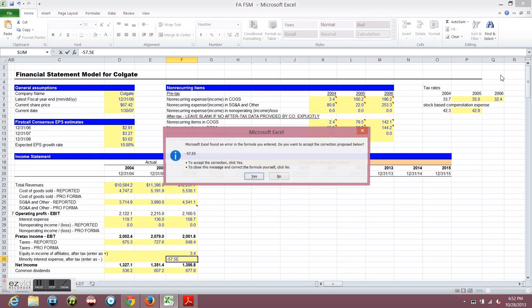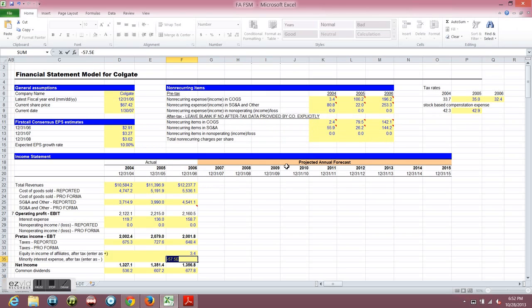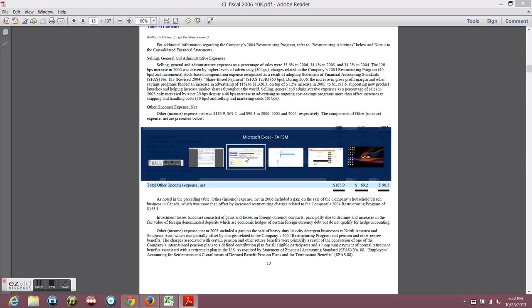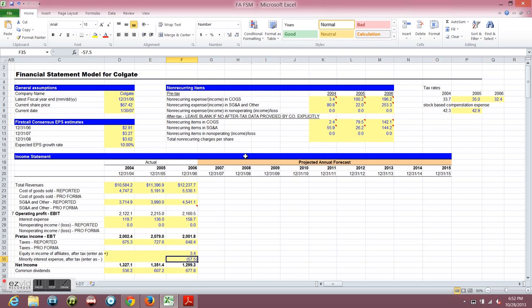Now you're going to be asking yourself, why did we switch this? This was a negative and now this is the positive. Well, in the 10-K, it tells us that in parentheses is an income. So whatever is in the parentheses over here is an income. What we did in our model is that we switched that. Whatever is in parentheses is an expense over here in this particular segment.